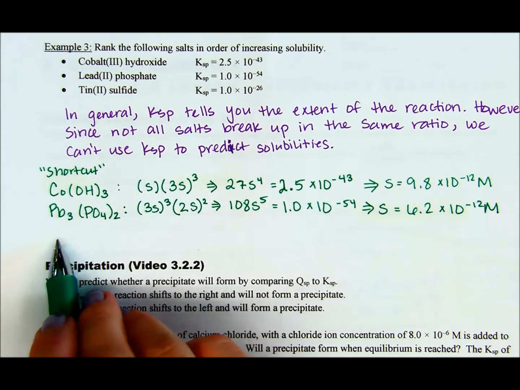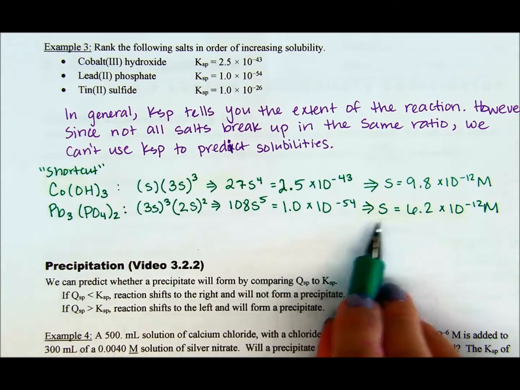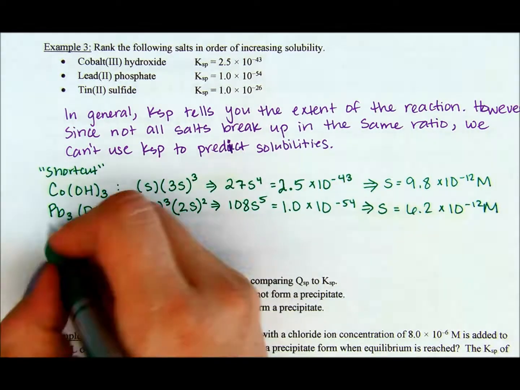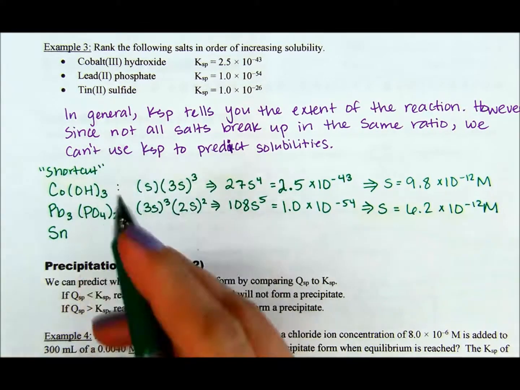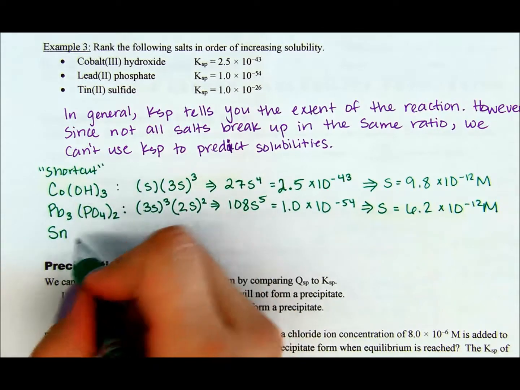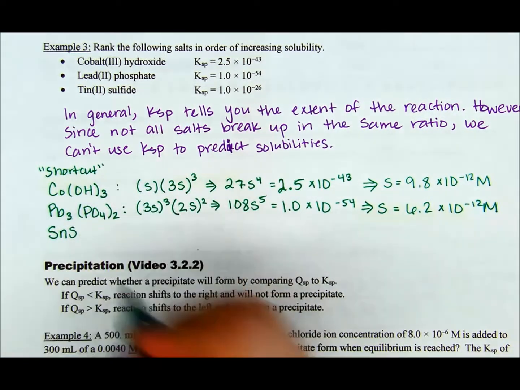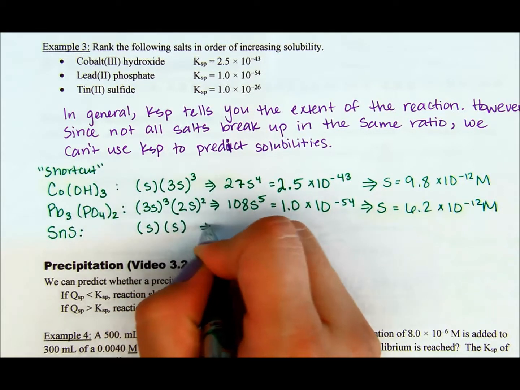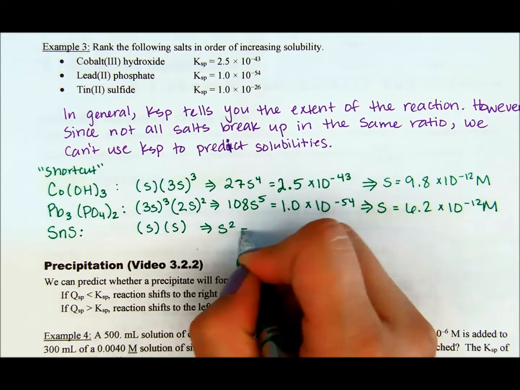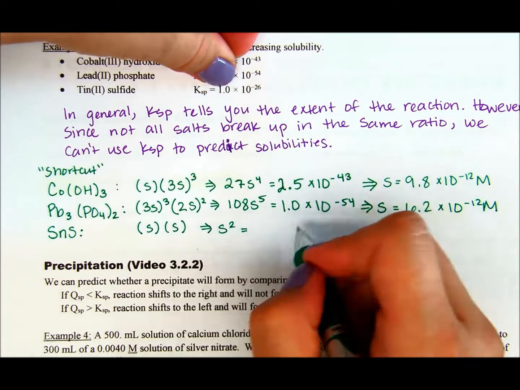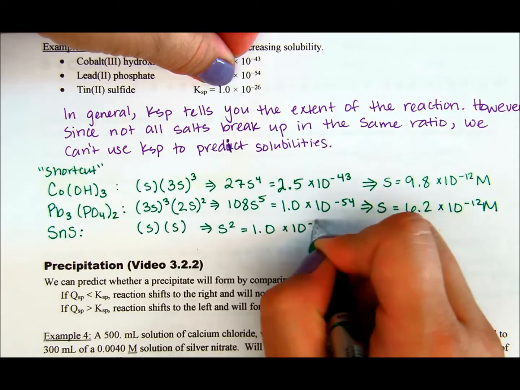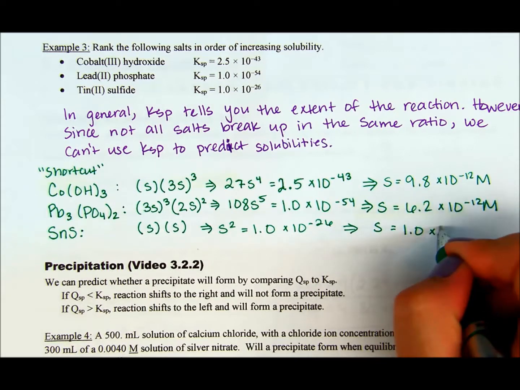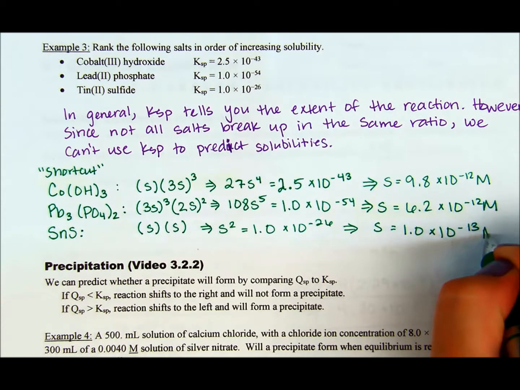Okay, tin 2 sulfide. Go ahead and pause the video and get all the way to the end to S. Okay, here we go. So tin 2 sulfide, tin 2 means tin 2 plus. Sulfide is S 2 minus, so SnS really is just your formula here. So you're just going to have S times S, that's S squared, equals the KSP, which is given up here, 1.0 times 10 to the negative 26. Plugging all that into your calculator, you get S equal to 1.0 times 10 to the negative 13 molar.